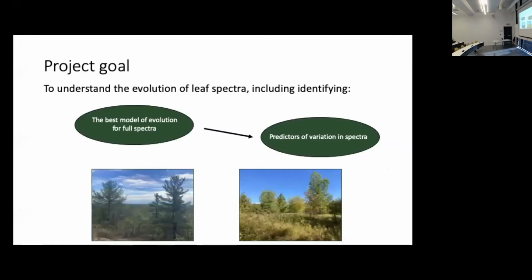So overall, the goal is to understand the evolution of leaf spectra, including identifying the best model of evolution for the spectra, and then looking at predictors of variation in spectra.